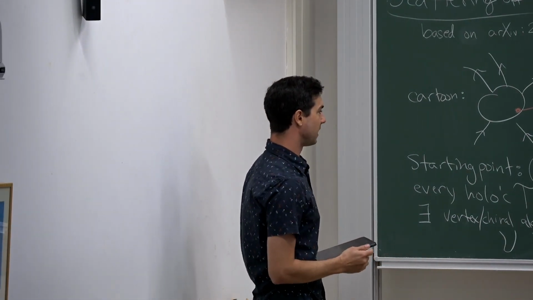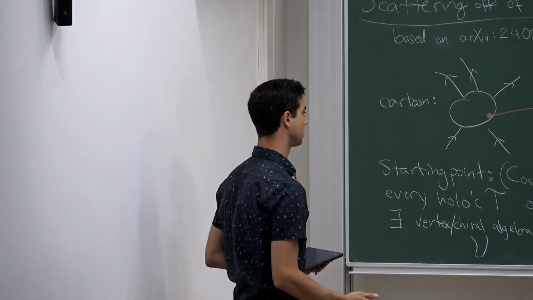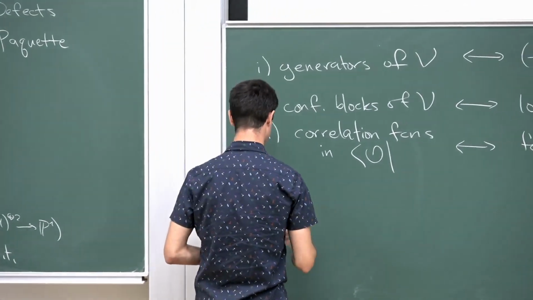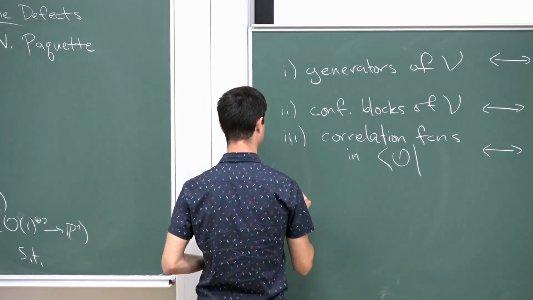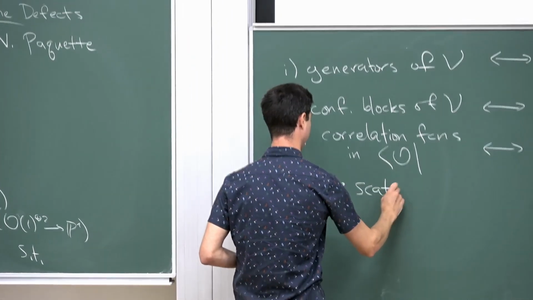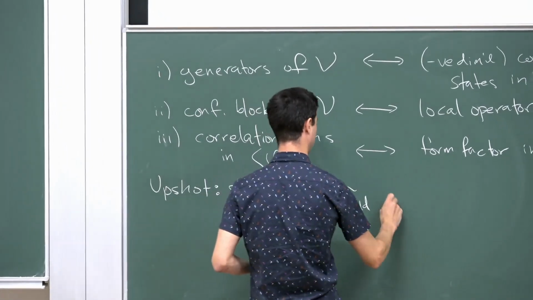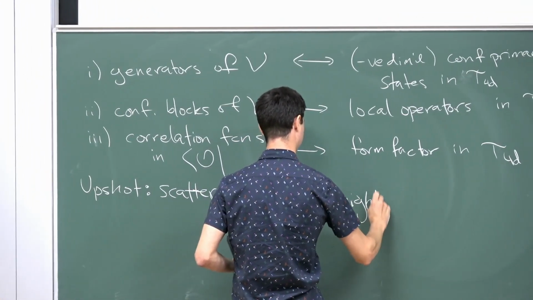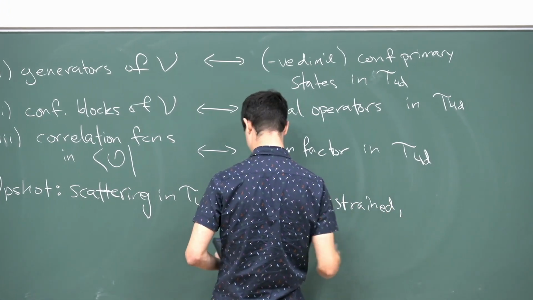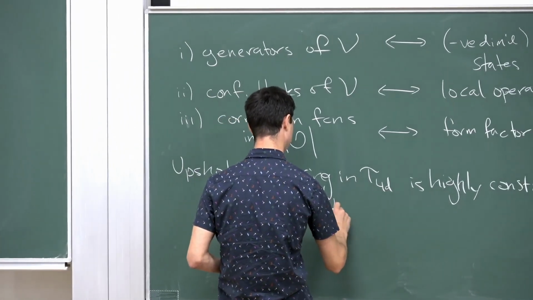So this story developed by Natalie and Kevin establishes this framework for computing form factors in a purely algebraic fashion. The upshot of this picture that they were able to establish is that scattering in this four-dimensional theory is highly constrained. And in fact, it turns into a problem in algebra.